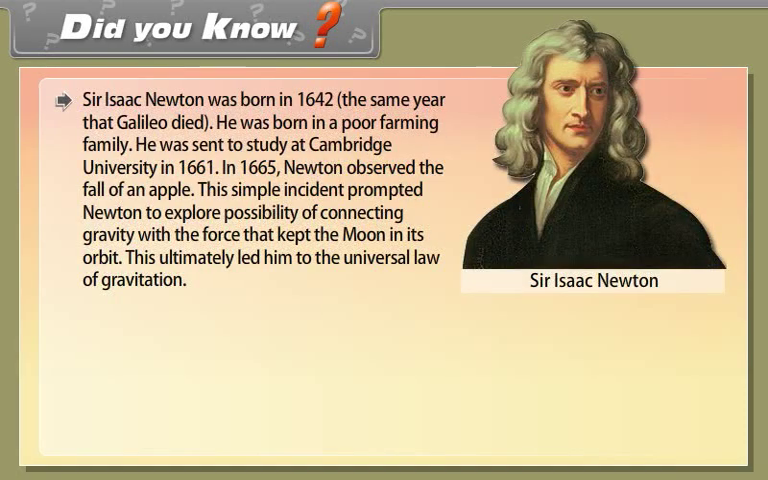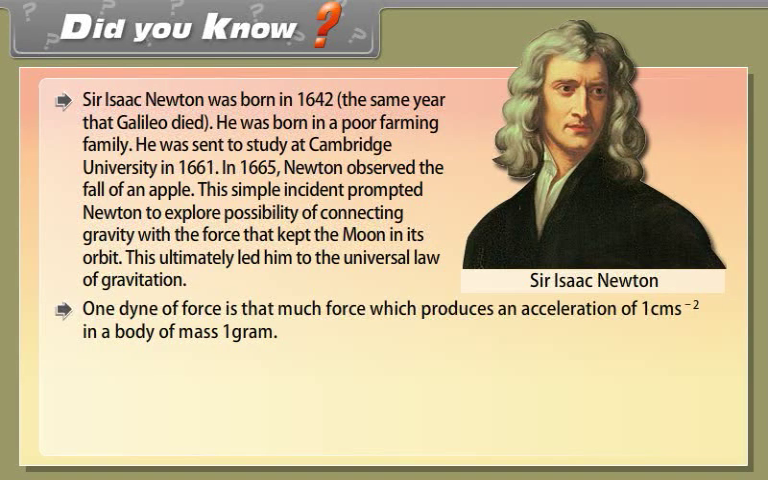Did you know? Sir Isaac Newton was born in 1642, the same year that Galileo died. He was born in a poor farming family. He was sent to study at Cambridge University in 1661. In 1665, Newton observed the fall of an apple. This simple incident prompted Newton to explore possibility of connecting gravity with the force that kept the moon in its orbit. This ultimately led him to the universal law of gravitation.